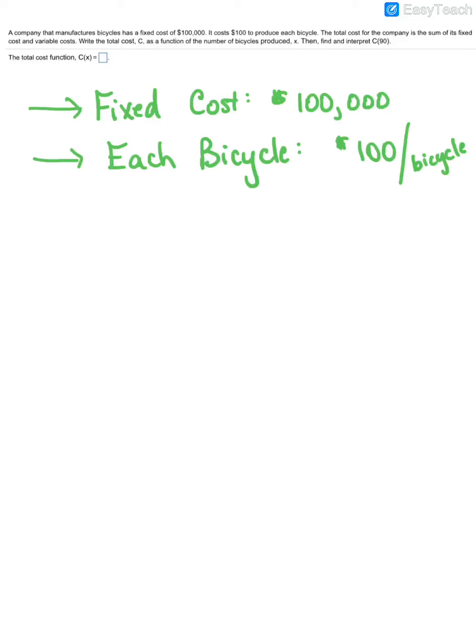They are asking me to write the total cost, C, so we're going to use C for cost, as a function of the number of bicycles produced, X. So that's where my function notation is coming in. So C stands for a cost function. X is my variable, where X represents number of bicycles.